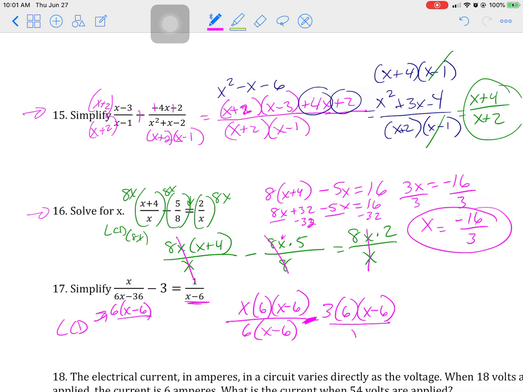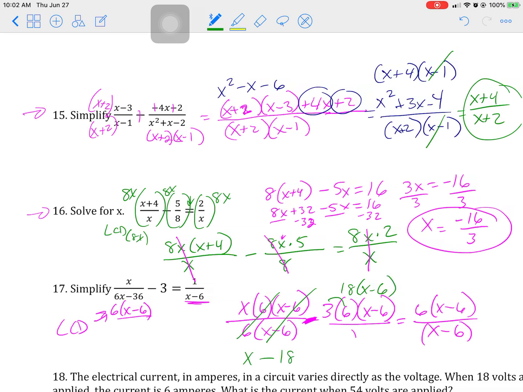It's a minus sign I'm trying to make in there. And this is going to be 1 times 6 is 6, right? So 6x minus 6 over x minus 6. All right. So reduce everything. That goes away and that goes away. So you're left with an x minus all of this. Let's go this way. What is 3 times 6 is 18.